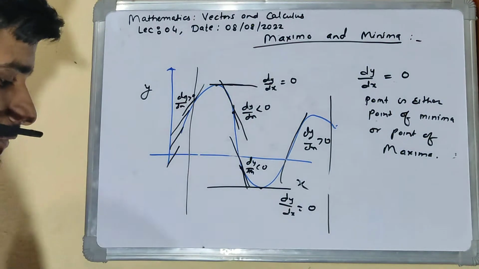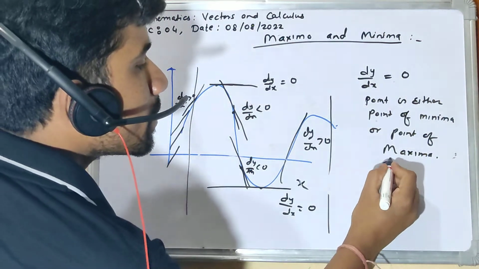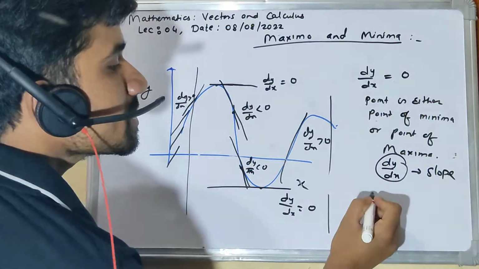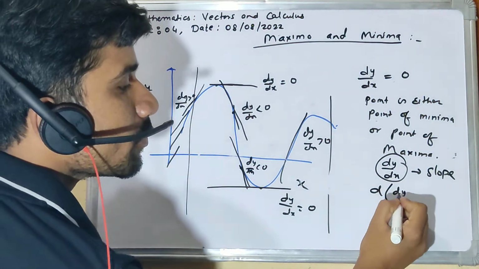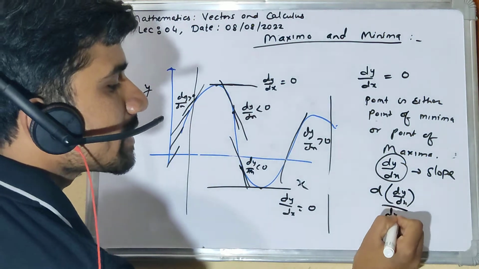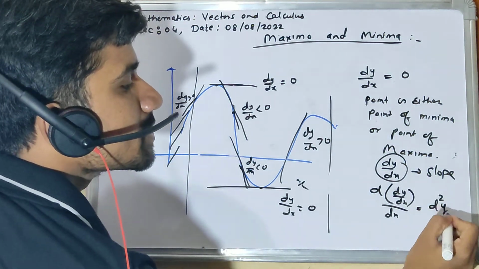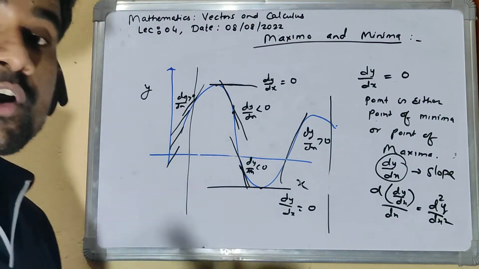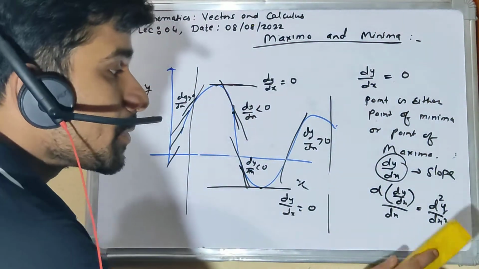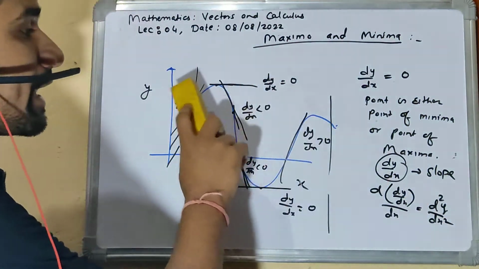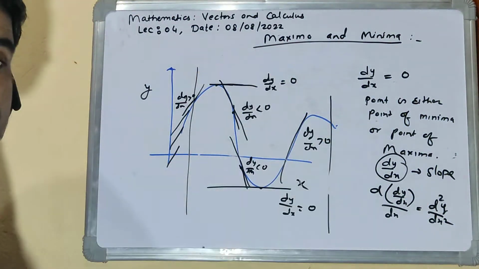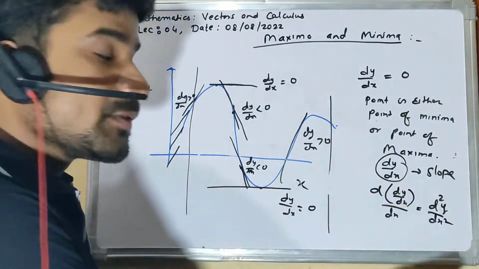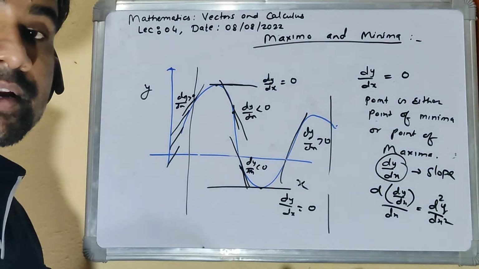So what exactly is the change in slope? Let's say dy by dx is the slope. Then the change in slope is nothing but the differential of this slope again, which is the differential of dy by dx with respect to x, which is nothing but the double differentiation of y with respect to x, right? So for a point of maxima, this particular quantity is negative because it is in the decreasing direction. First it is positive, then 0, then negative.